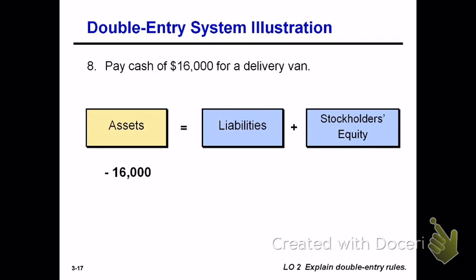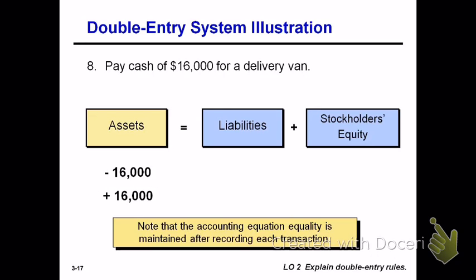You're paying cash for a delivery van. So cash is going down, so it's a decrease to an asset. But we're receiving an asset in exchange for it. So what you see is we have an up and a down in the asset. So there's no net change in assets.